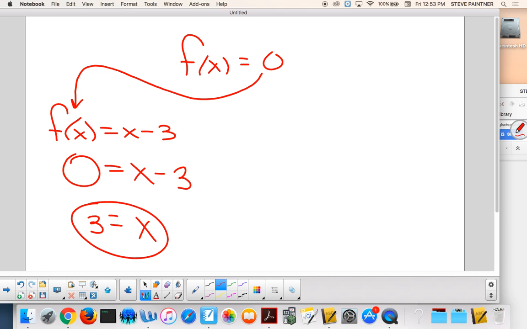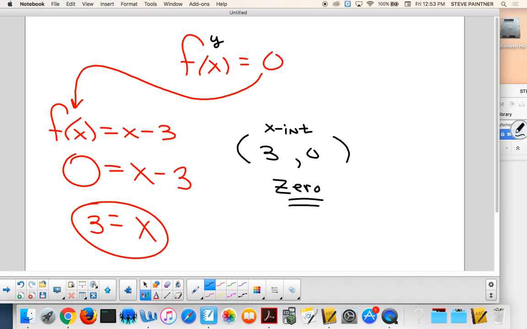Now, try to understand this. When you say this is the answer 3, you're saying when x is 3, the value of my function is what? 0. What's f of x though? Isn't f of x just y? So guess what? When x is 3, y is 0. So that means you just found what? Yeah, you just found the x-intercept. Otherwise known as? You just found a 0 of your function. You found when your function is 0.